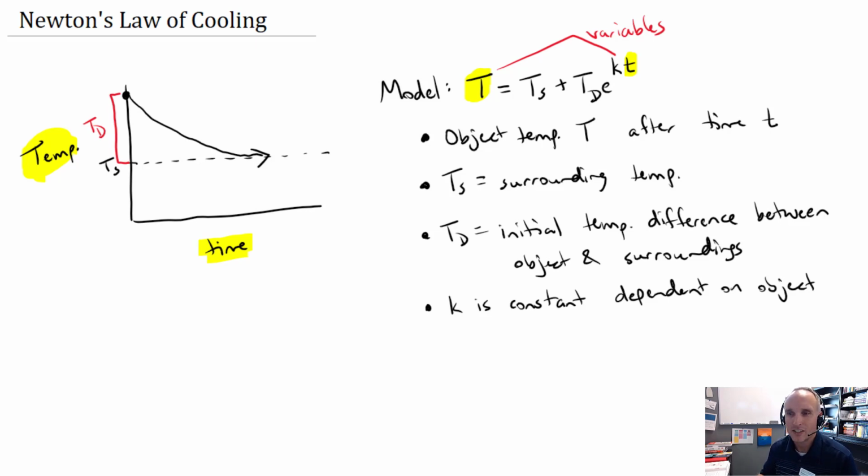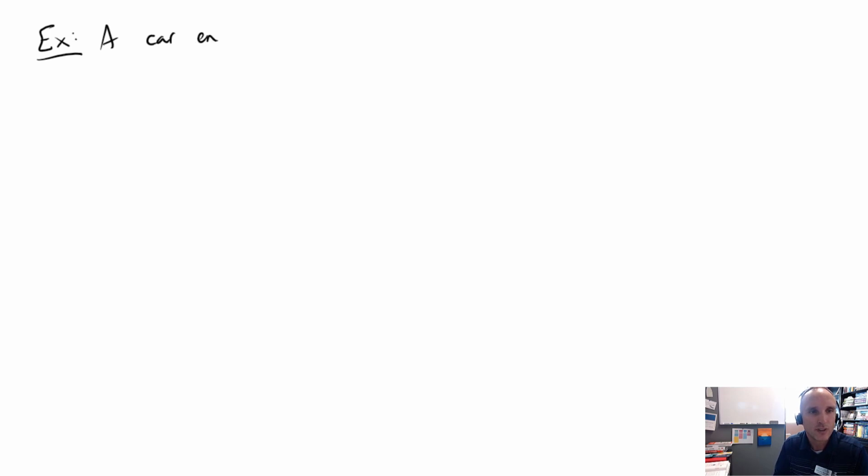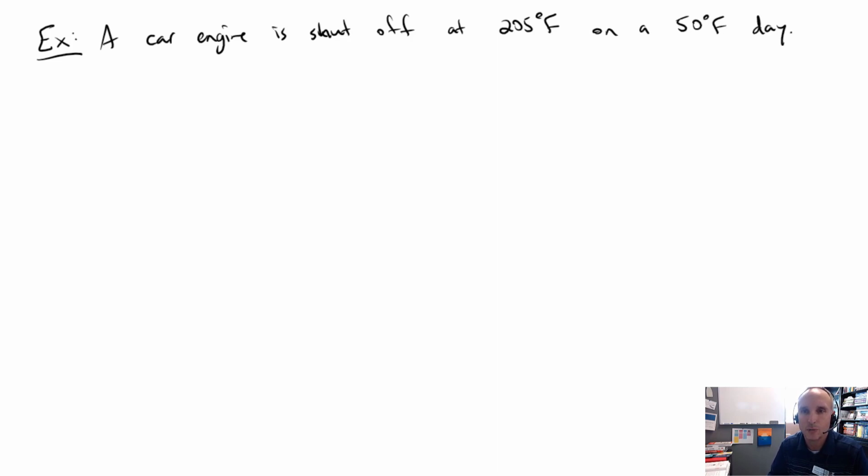Okay, so let's put all this together and see if we can solve a problem with Newton's law of cooling. So let's say a car engine is shut off at 205 degrees Fahrenheit on a 50 degree Fahrenheit day. And we'll assume that doesn't change. Not very practical, that wouldn't change, but this is a simple application.